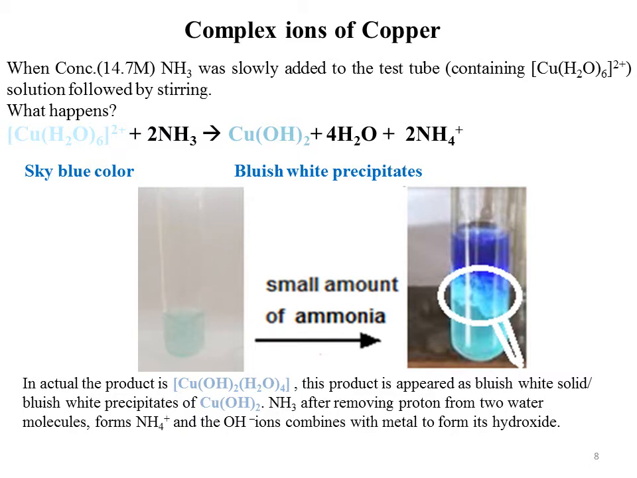Ammonia, after removing the proton from two water molecules that are present in the hexaaquacopper 2 complex, forms the ammonium ion, and the OH ion combines with the metal to form its hydroxide. So here these hydroxides of copper appeared as bluish white precipitates.